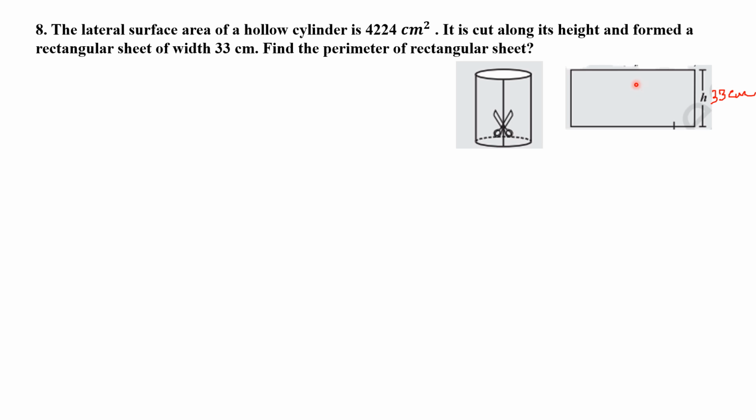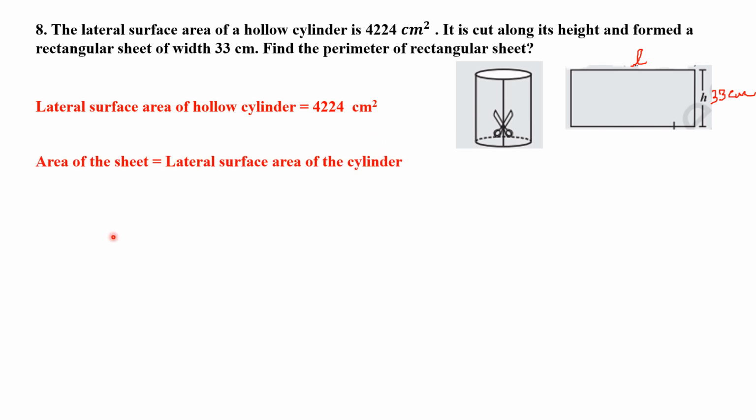And lateral surface area value is given, width is given. You have to find the perimeter of the sheet. So to find the perimeter, you should know the length of the sheet, right? So first we will find the length of the sheet and then we will find the perimeter. So first it is given as lateral surface area is 4224, which I can say that area of the sheet is equal to this, right? And from here I can write area of the sheet will be what? Length into breadth.